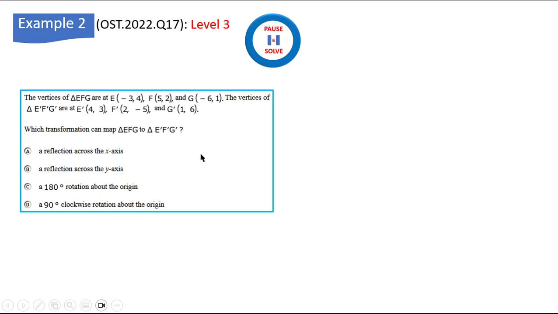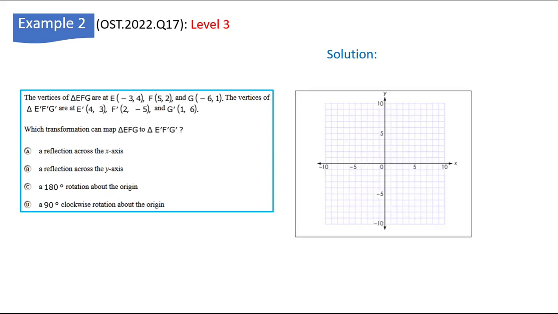Let's draw the triangles. Here's the first one, EFG. And the second one is this one here. Now you look at the choices: a reflection across the x-axis, a reflection across the y-axis, 180 degrees rotation about the origin, 90 degrees clockwise rotation about the origin.